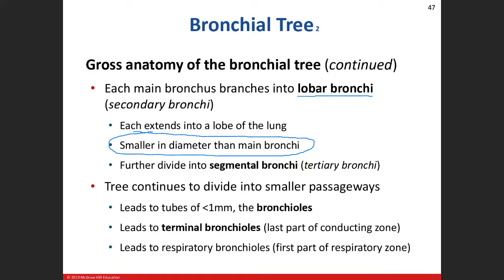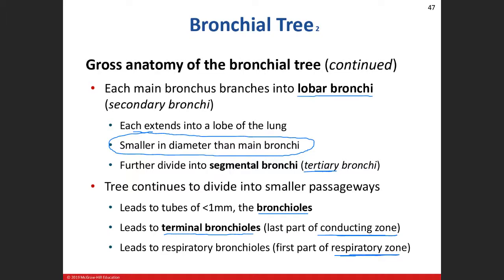Then we break up into what we call the segmental bronchi or the tertiary bronchi. The point is, this keeps getting smaller and smaller. We get to bronchioles, and then finally we get to the terminal bronchioles. Now, this is important because this is the last part of the conducting zone. We'll talk about the conducting zone in lecture. In the conducting zone, you're not going to see an exchange of gases. No gas exchange occurs in the conducting zone. That only occurs in the respiratory zone.